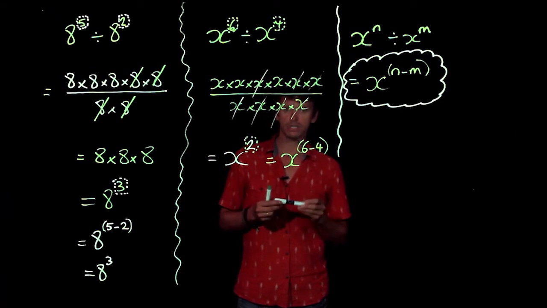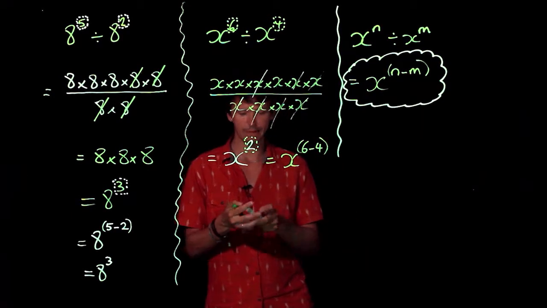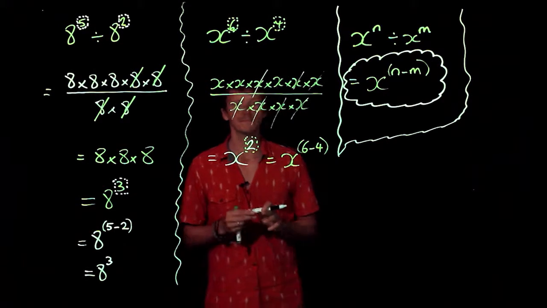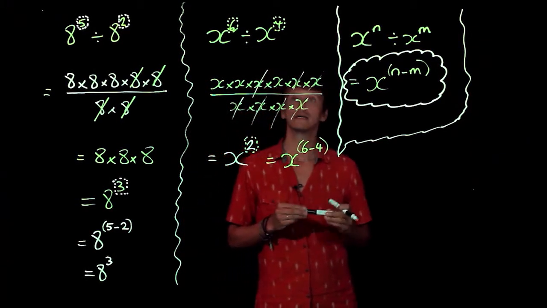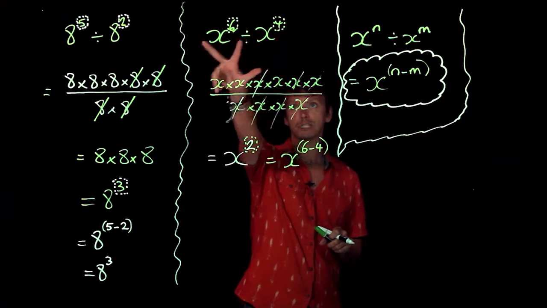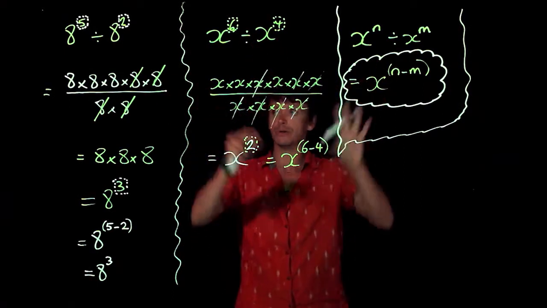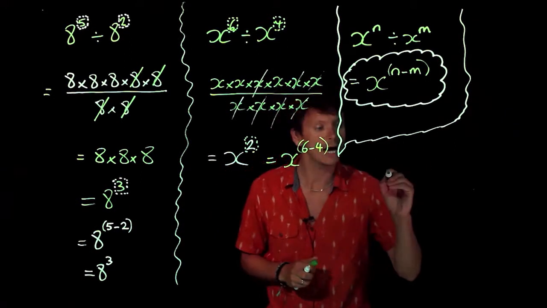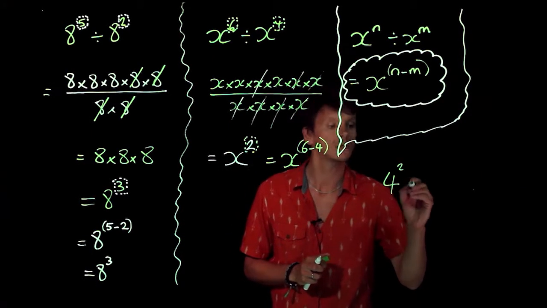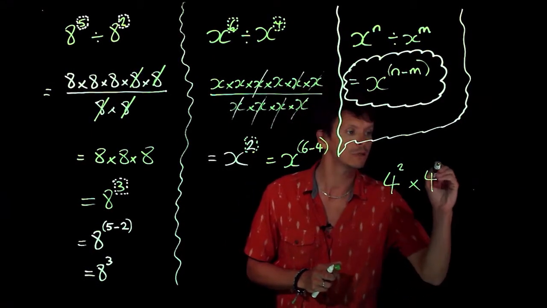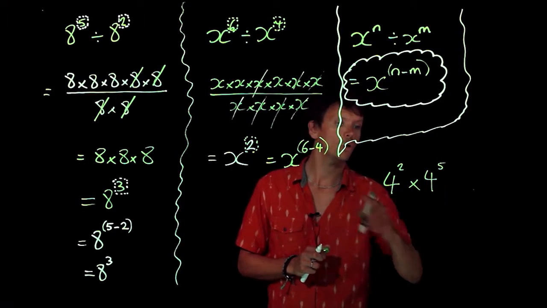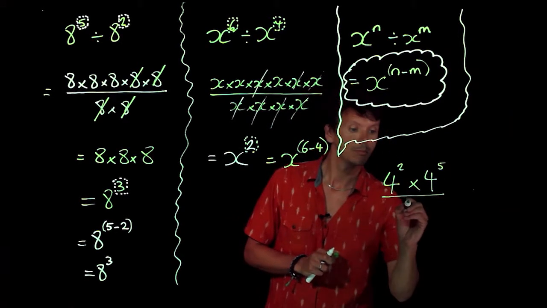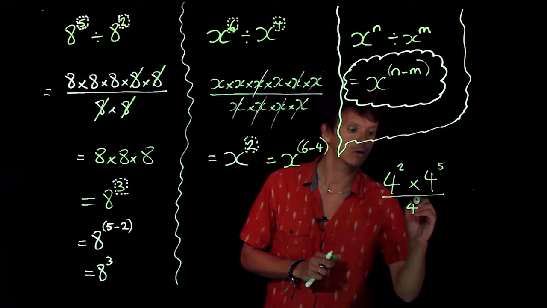Let's put this into the context of the sort of question that you might see in an exam, the sort of question that you're going to have thrown at you. You remember from a previous video we looked at multiplying numbers raised to powers, and now we're going to include the dividing rules here. So let's put it all together in an example such as 4 squared multiplied by 4 to the power of 5. And we're going to divide all of that by 4 cubed.